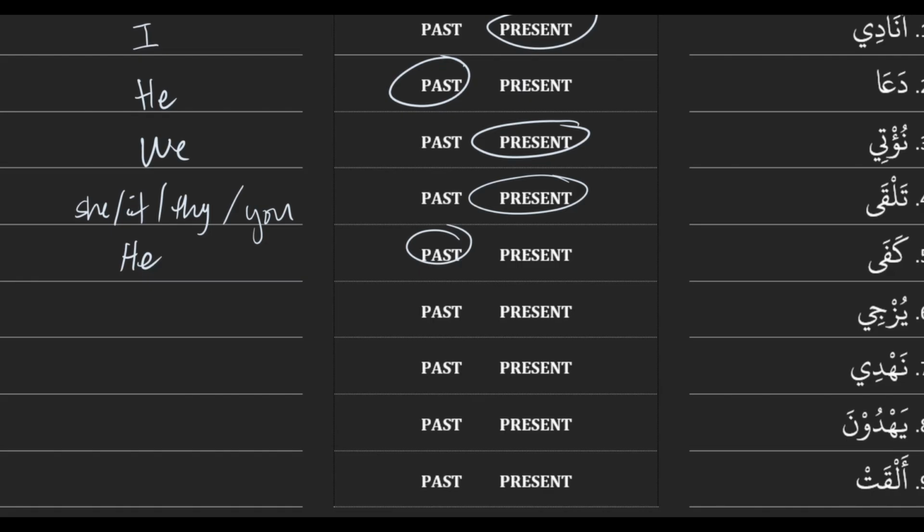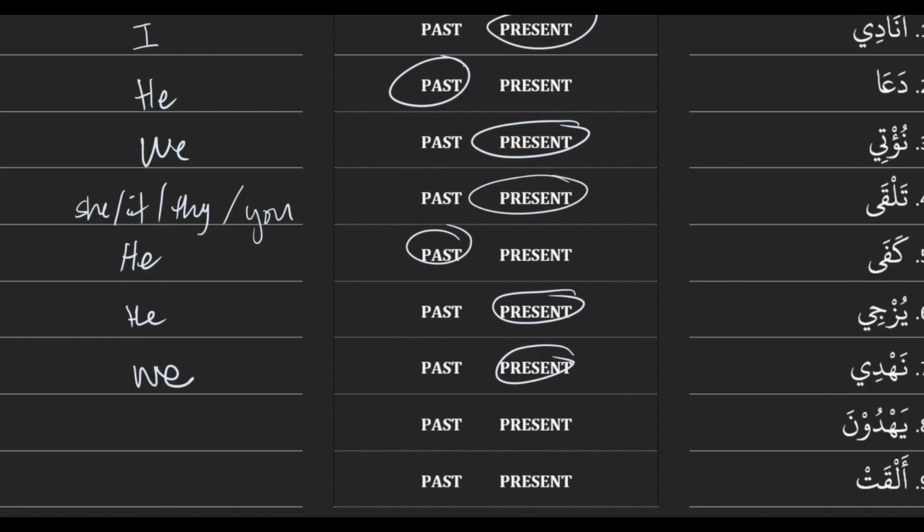Yuzji. So I have a vowel at the end, and I have a ya at the beginning, so that tells me it's present tense. And ya plus vowel is he. Nahdi. I have a vowel at the end, and if I were to look at the beginning, I have a na, which is a present tense, and na and vowel is we.